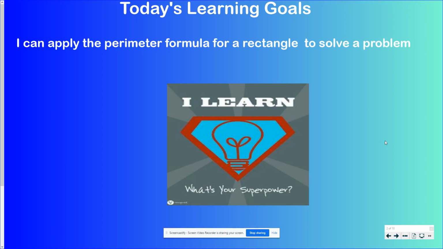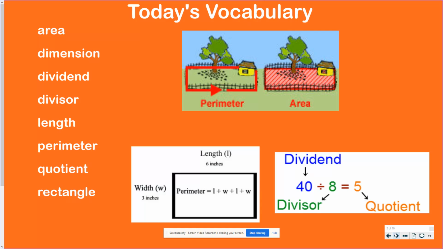Our learning goal today will be: I can apply the perimeter formula for a rectangle to solve a problem. Some of today's vocabulary are area, dimension, dividend, divisor, length, perimeter, quotient, and rectangle. These are not new vocabulary words to you. You have seen all of these words and have gotten familiar with them from previous units. So nothing new on that part for you today.